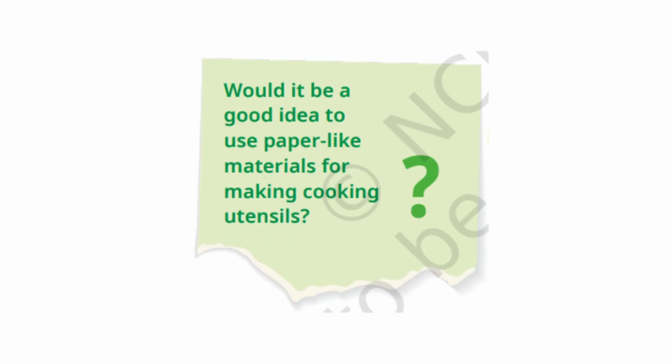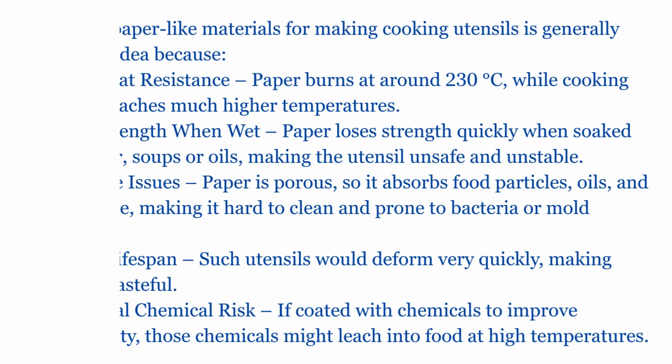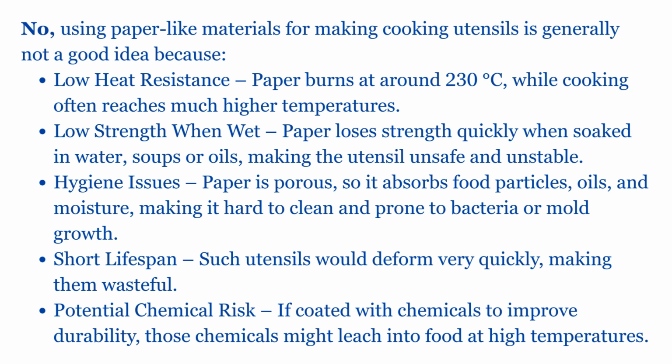Would it be a good idea to use paper-like materials for making cooking utensils? So the answer is no. Using paper-like materials for making cooking utensils is generally not a good idea because paper has low heat resistance, low strength when wet, hygiene issues, short lifespan, and potential chemical risk. If coated with chemicals to improve durability, those chemicals might leach into food at high temperatures.